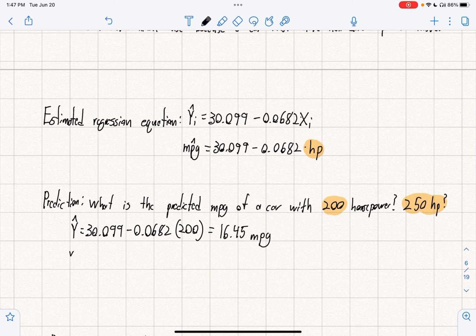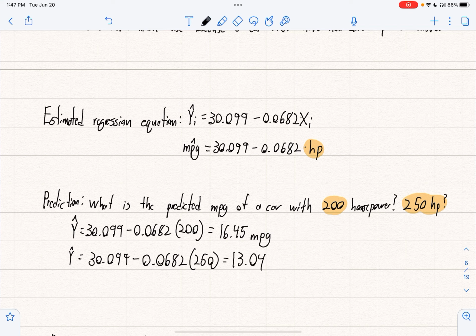Now let's do the same thing, but now let's plug in 250 instead of 200. So we would have y hat is equal to 30.099 minus 0.0682 times 250, is equal to 13.04 miles per gallon.